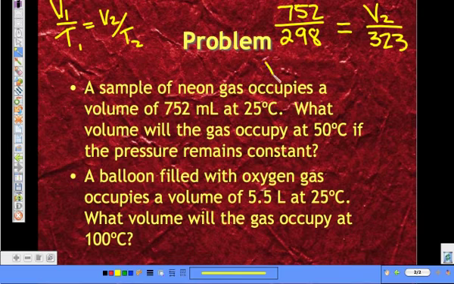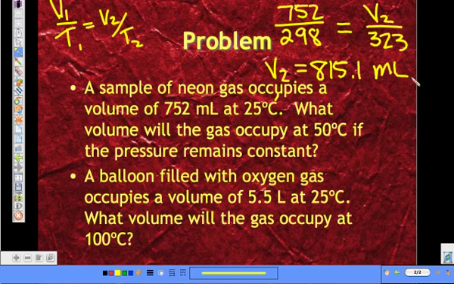So what does V2 equal? You can cross multiply and divide here. 815.1. What's our units? Milliliters. Now does that make sense? If our temperature goes up, the volume should go up. So we got a larger volume, which makes sense. Did everyone get that 815 when they calculated it?